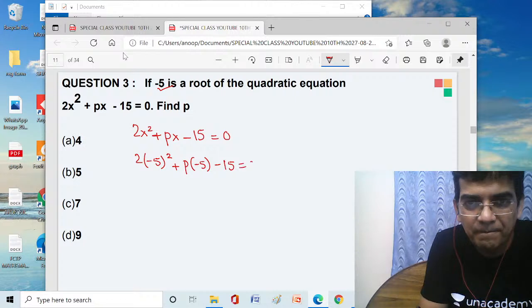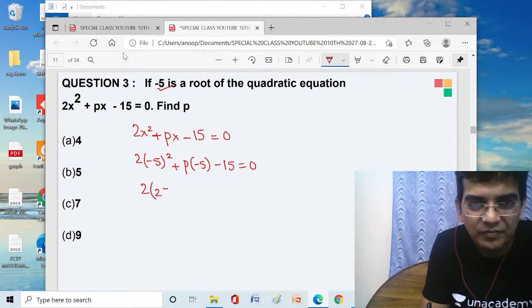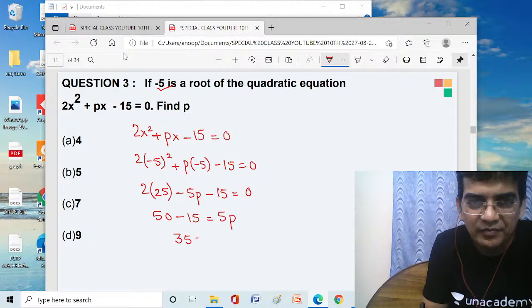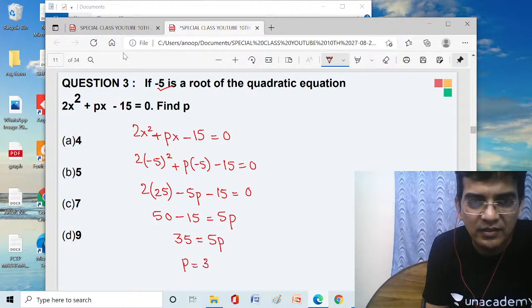So this will be 2 into 25. This will give you plus into minus, minus 5p, and then minus 15 is equal to 0. Right? So this will become 50 minus 15, and we will transfer 5p to the other side. So this will give me 35 is equal to 5p. So here I can get p as 35 upon 5. That will make it 7. So my answer for this question is the C part, that is 7.